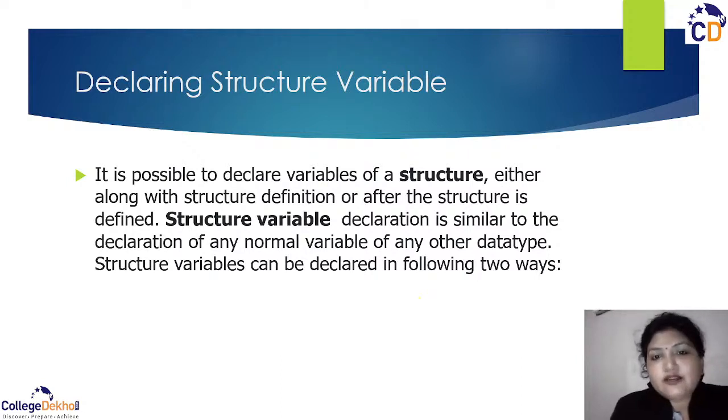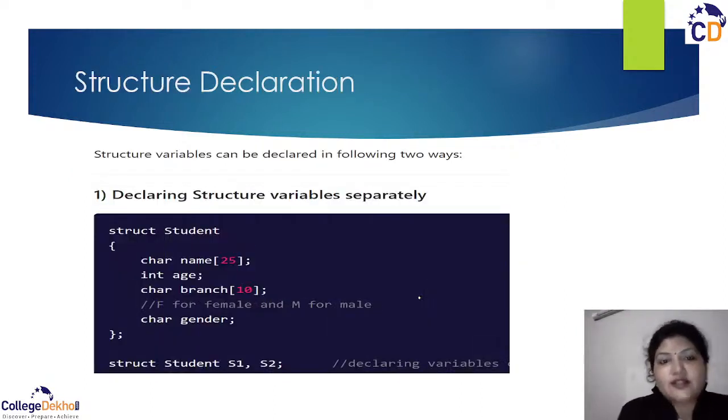It is possible to declare the variables of a structure either along with the structure definition or after the structure is defined. So you may have two options. I will be showing you how we define using both ways. Structure variable declaration is similar to the declaration of any normal variable of any other data type. Structure variables can be declared in the following two ways. So what are the two ways? Let us see. The first way is declaring structure variables separately. You have not specified them here, right?